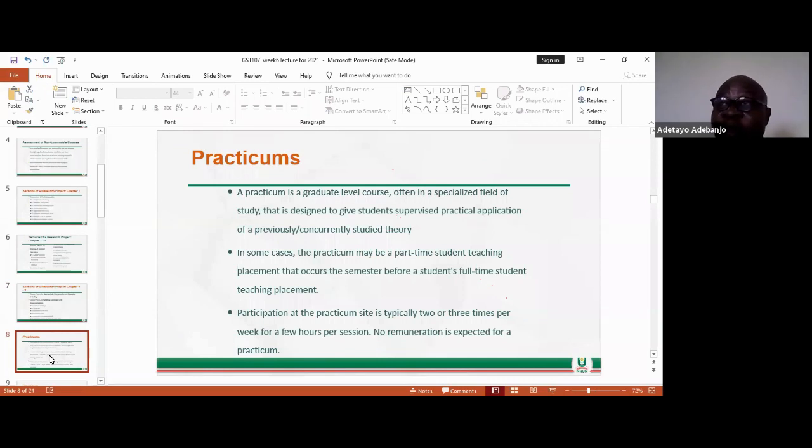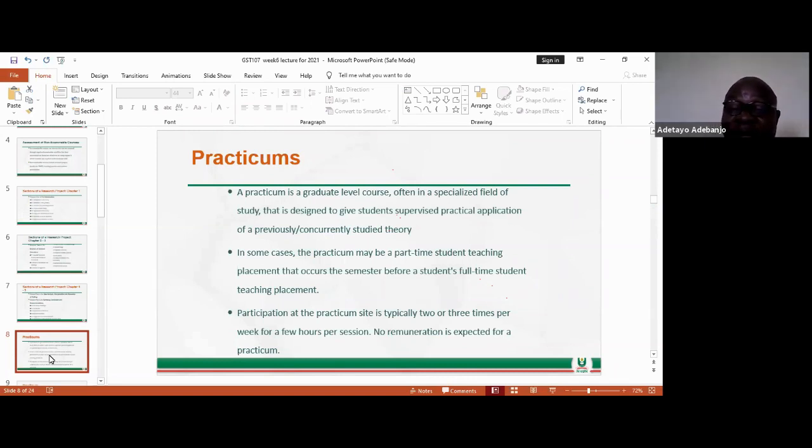Then we talk about practicums. Practicums are meant for graduating students, those in higher levels, like 700 level or 800 level masters. They are the ones that take a practicum. Because they are in a specialized field of study, it is designed for students to supervise practical application of previous and concurrent study theories. So in other words, a practicum may be a part-time student teaching placement that occurs before or during the semester.